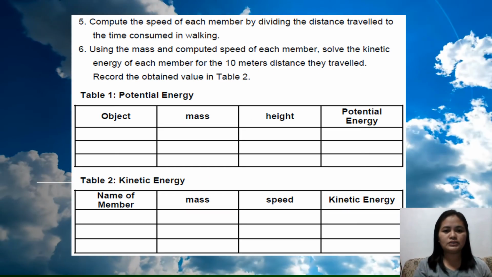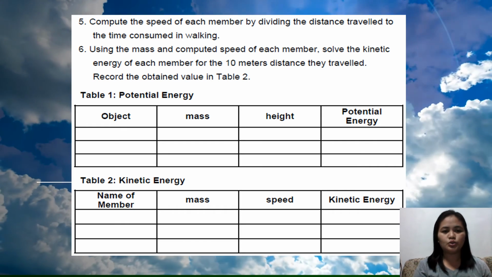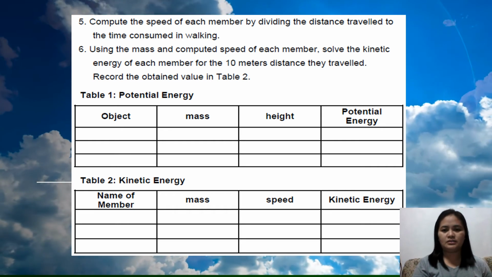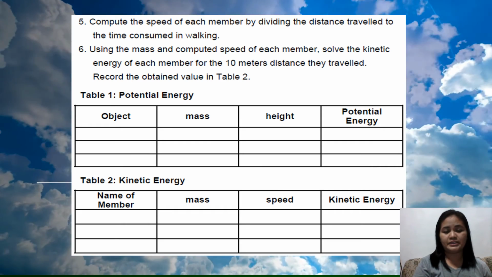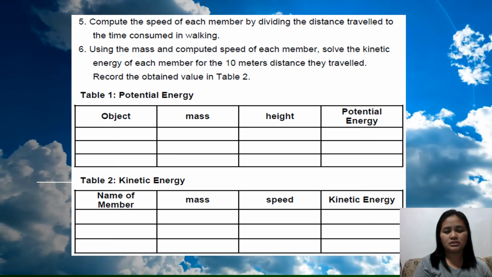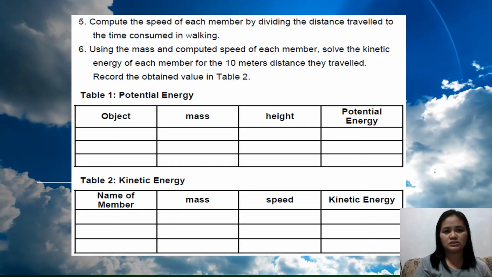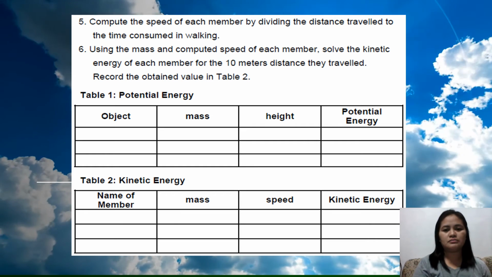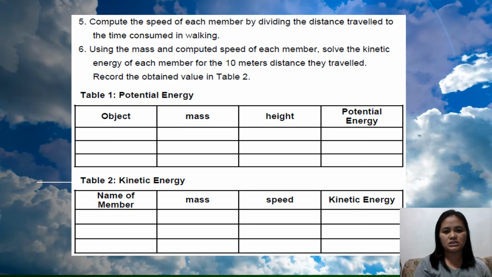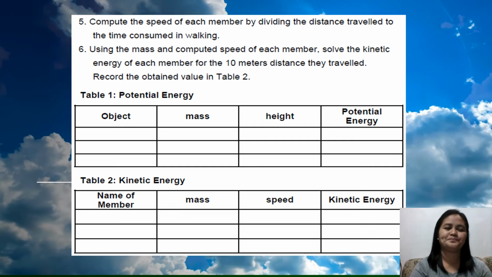Number 5, compute the speed of each member by dividing the distance traveled to the time consumed in walking. Paano mo daw makompute yung speed? Distance divided by time. For example, 10 meters, 10 divided by, for example, nalakad niya yun ng, malayo rin yung 10 meters, nalakad niya yun ng 5 minutes. Convert mo sa seconds. I-divide mo lang yan. Yun yung speed niya, meter per second.